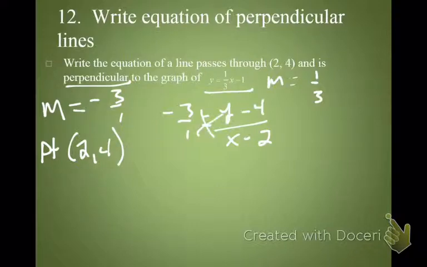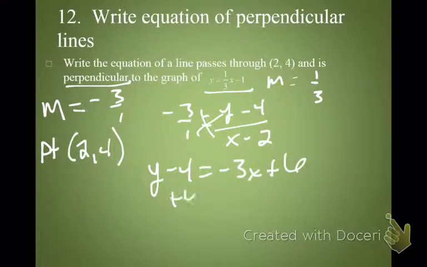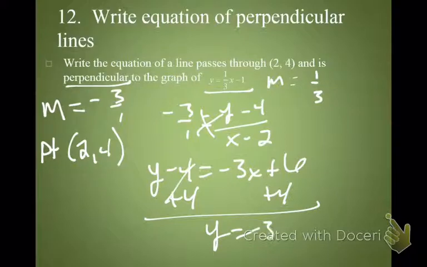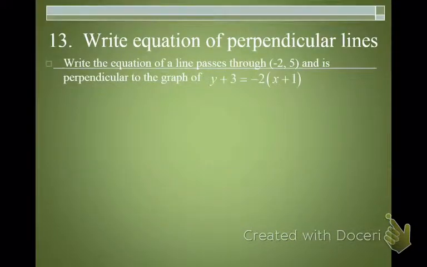Now we're going to cross multiply. We get y minus 4 equals, make sure you distribute that -3, we get -3x plus 6, and then we add 4, and so y is equal to -3x plus 10. Okay? Piece of cake, just like we were doing before. Here's one for you to try.